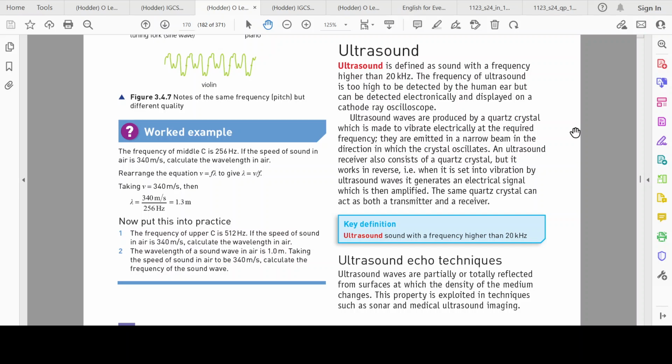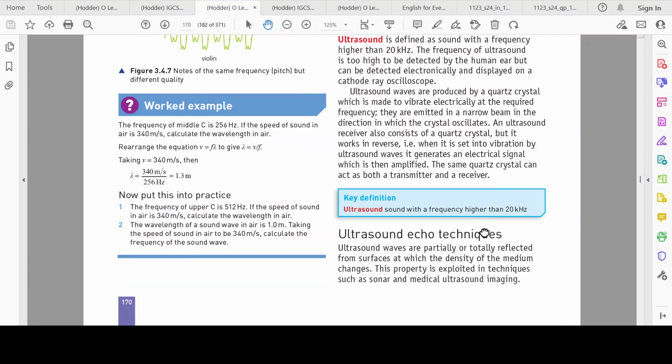And it can be detected by a different or perhaps the same quartz crystal, and then it works in the opposite way. The vibrations were produced by an electrical input to the crystal. Now the vibrations are picked up by the crystal and converted to an electrical signal, which is displayed on a screen. So this is the basis of ultrasound.